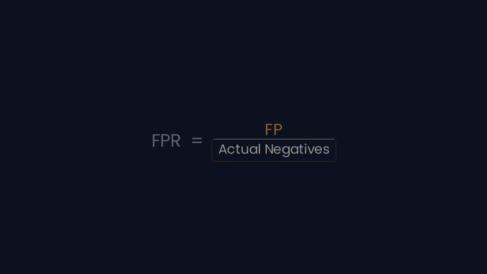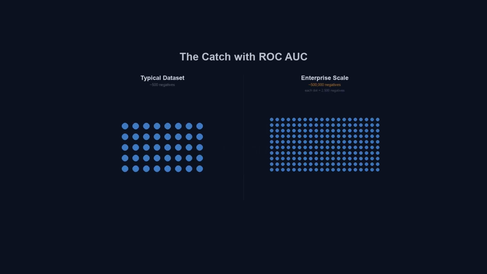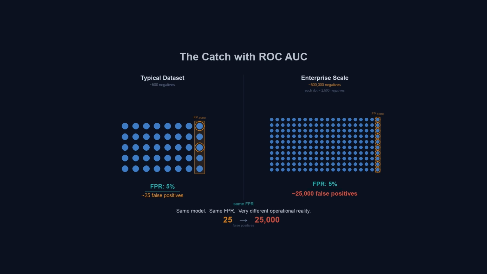ROC-AUC uses false positive rate, not the raw number of false positives. And false positive rate is normalized by the number of actual negatives. So if you have a massive negative class, which is common in enterprise settings, you can accumulate a lot of false positives while the false positive rate still looks deceptively small. That is exactly why ROC-AUC can look strong even when the model would create operational pain in production.